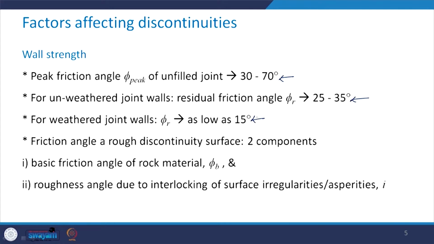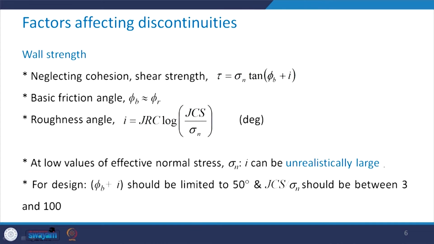The friction angle of a rough discontinuity surface has two components. The first one is the basic friction angle of the rock material, which is represented by phi b, and the second one is the roughness angle due to interlocking of surface irregularities or asperities, which we are representing by i. If we neglect the cohesion, the shear strength can be given by this expression: sigma n tan of (phi b plus i).